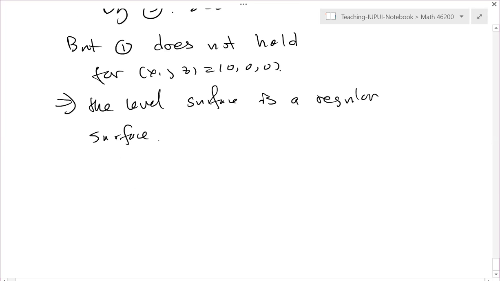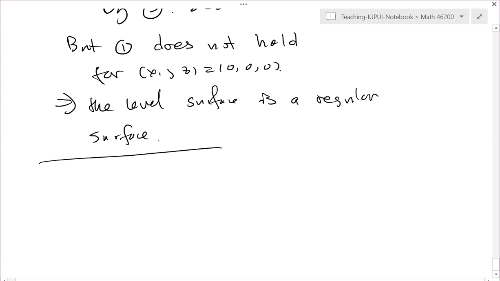So this is about the application of the implicit function theorem. It's guaranteed that if the gradient of f is not 0, then locally it can be viewed as a graph of some function.